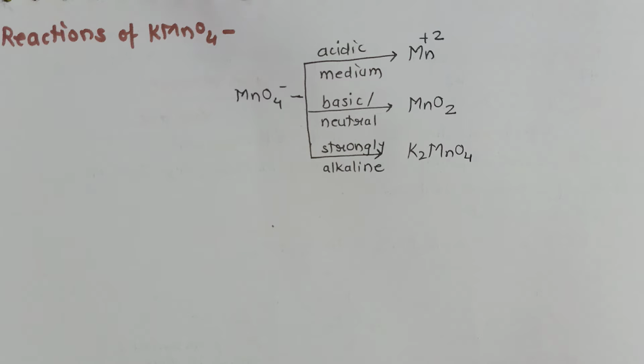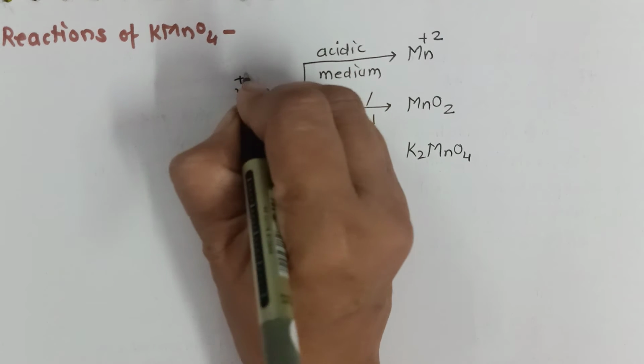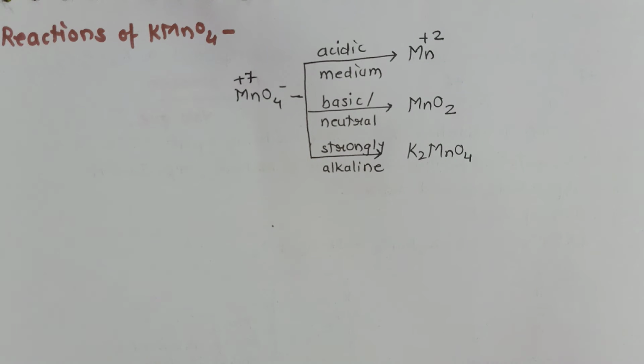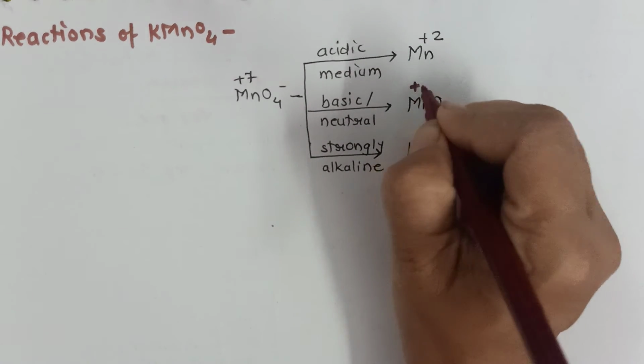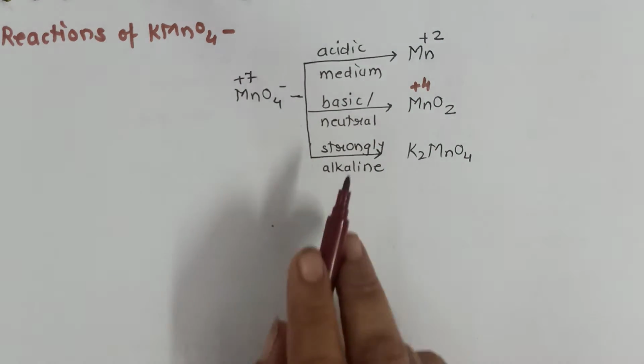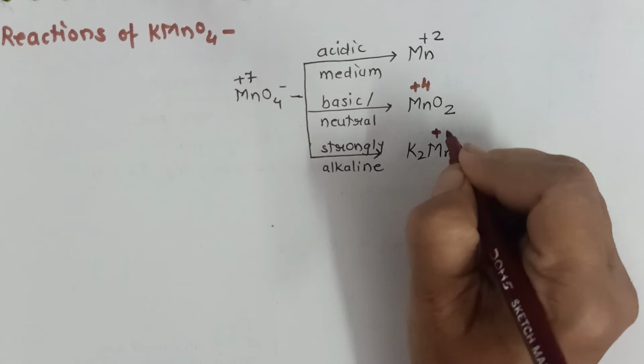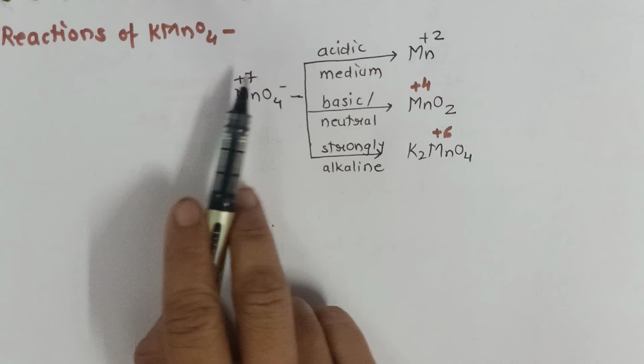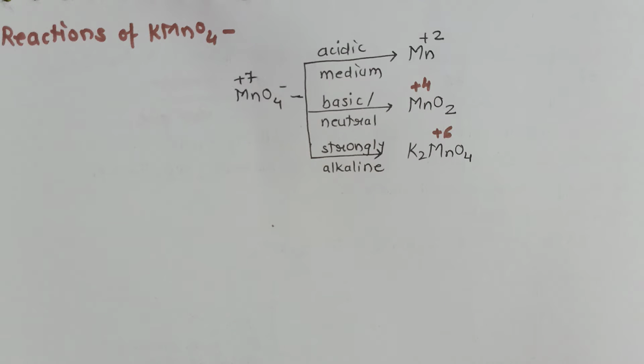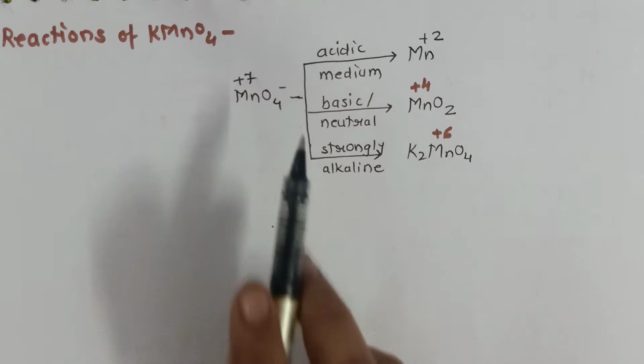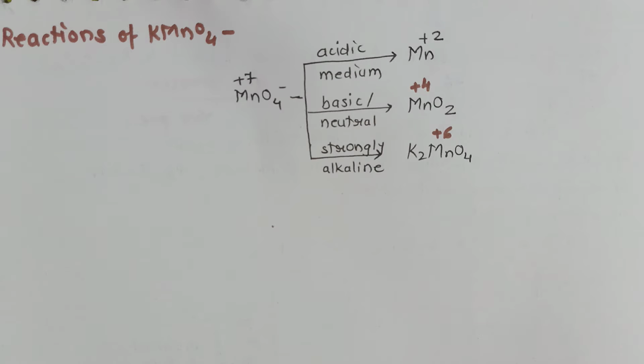Now let us have a look at the oxidation state. Mainly the oxidation state of manganese is +7, but in acidic medium it changes to +2. In basic or neutral medium, manganese will have +4 oxidation state, and in strongly alkaline medium it will have +6 oxidation state. That means in all cases it will reduce its oxidation number, and therefore it is a good oxidizing agent. It will oxidize the other element to its higher oxidation state. As we can see, the greatest change in oxidation number is in acidic medium, and therefore maximum reactions of potassium permanganate are carried out in acidic medium.